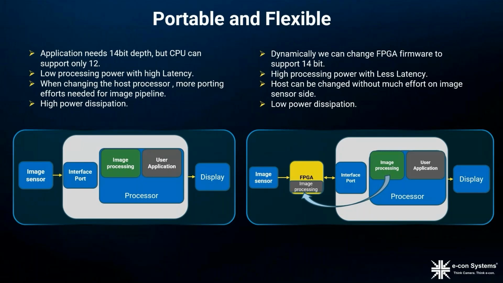The bottleneck in the left side implementation is that if an application processor requires 14-bit depth data for algorithm processing, the ISP inside the processor supports a maximum of 12-bit depth data. If we want to support 14-bit depth data, we need to change the host processor, which requires huge time and effort. In the case of an FPGA ISP, we can reprogram dynamically to support either 12-bit or 14-bit depth data. The FPGA ISP architecture is more flexible with high processing power and low power consumption.